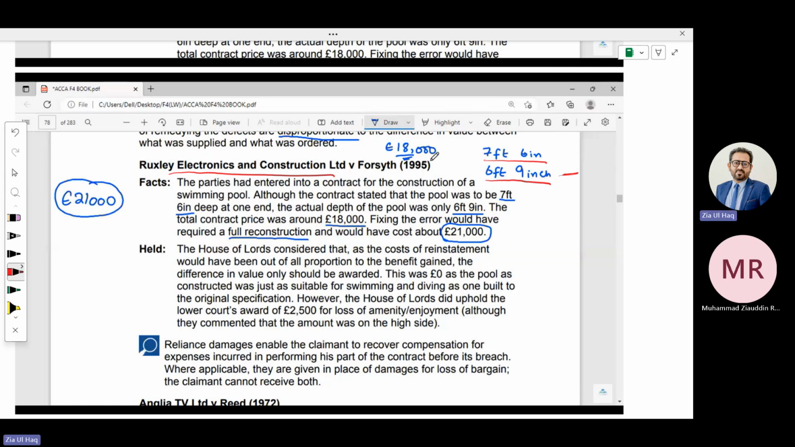Like they have to deconstruct the swimming pool again, and they have to construct the swimming pool from scratch again. And for rectifying, it requires £21,000, while the original contract was for £18,000. I mean, they received revenue from the customer of £18,000, and for the rectification work, it required £21,000. In that case, the court decided the extra work cost is more than revenue. In that case, this is not the remedy.